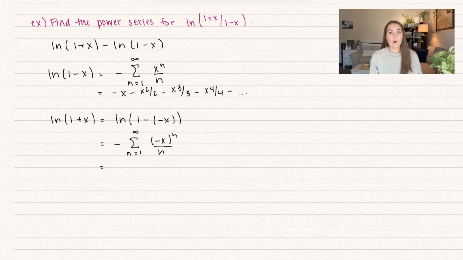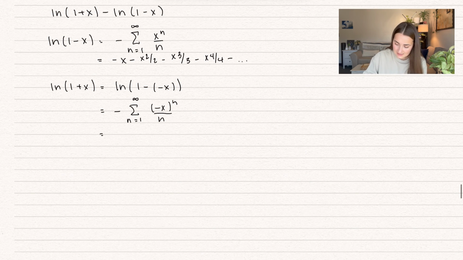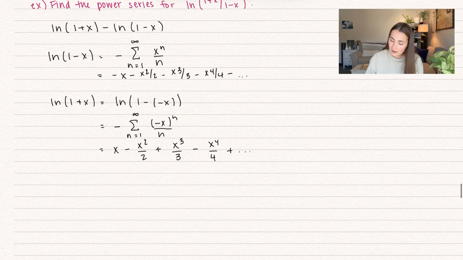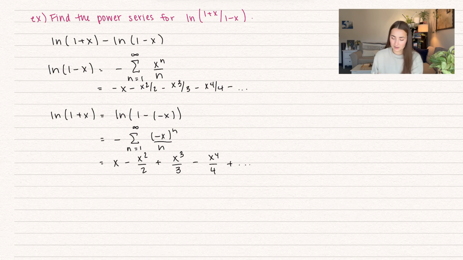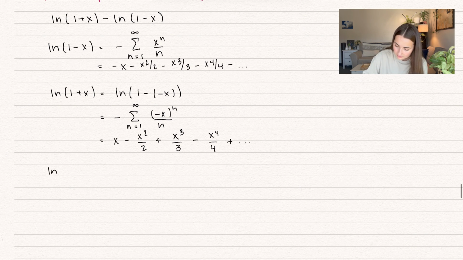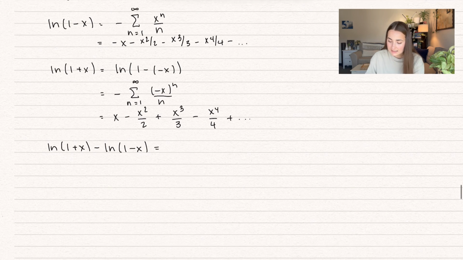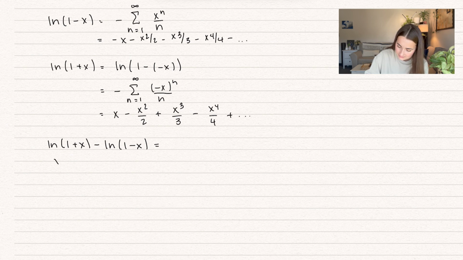So let's go ahead and write out all the individual terms, right? So our first term is actually going to be x, and it's going to be minus x squared over 2 plus x cubed over 3 minus x to the power of 4 divided by 4 plus, and so on. So now that we have both parts of this function, we can go ahead and combine it. So we have the natural log of 1 plus x minus the natural log of 1 minus x is equal to, let's go ahead and plug in our terms. So 1 plus x is going to be x minus x squared over 2 plus x cubed over 3 minus x to the power of 4 divided by 4 plus, and so on.